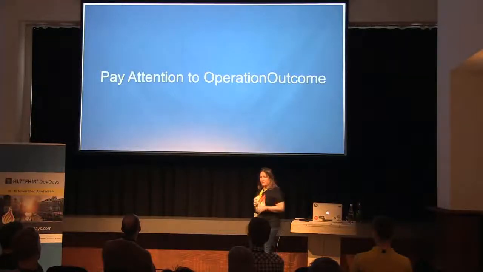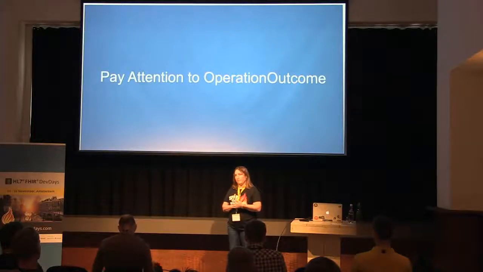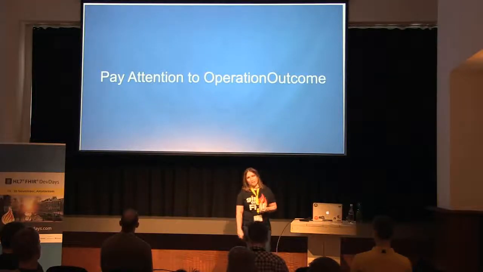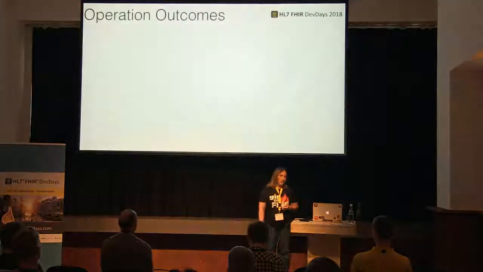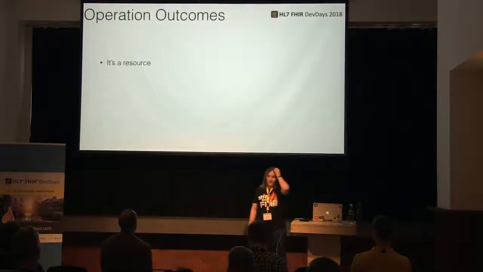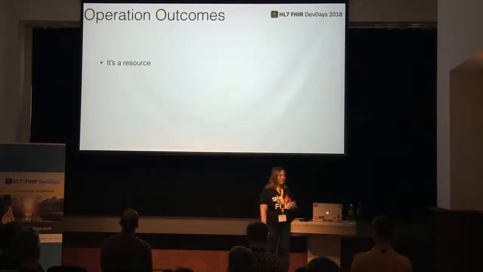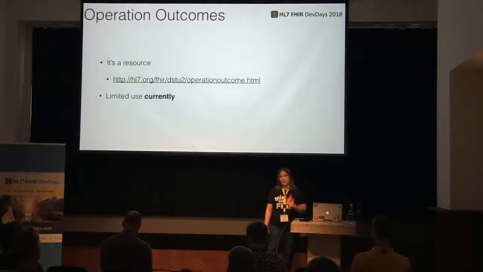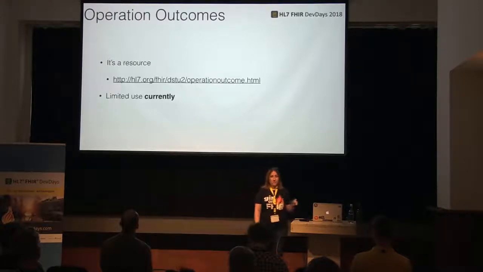Another thing that is becoming more and more used, and is really important to understand if you're trying to troubleshoot your application and errors that are coming back from a server, is the operation outcome. It was not used very much by most servers except for reference servers in the beginning. So what is an operation outcome? In FHIR, it is its own resource. Just like allergy intolerance, operation outcome is its own thing. It's defined in the specification. Like I said, it has limited use currently, but its whole intention is to give you additional information about what happened in the server, and it can come back both on success and on failure.